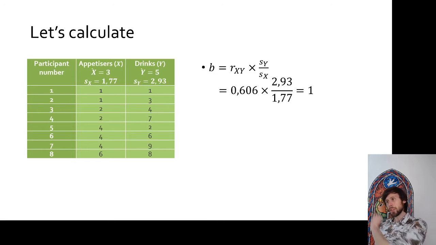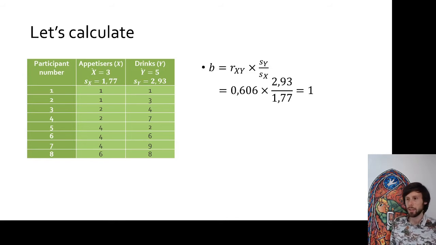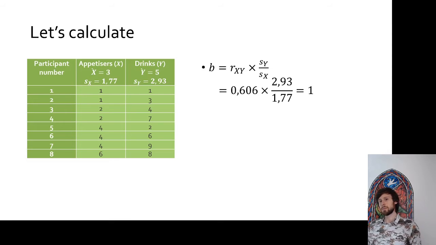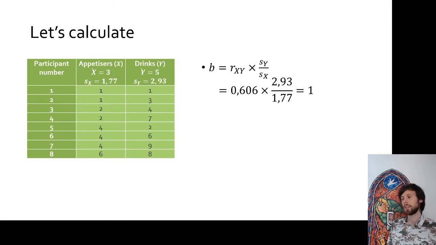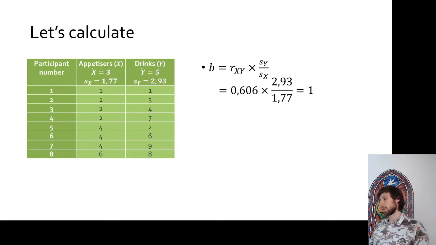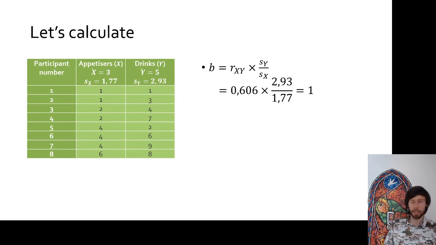So how would you interpret this then? How would you say the 1 means what exactly, in a nice sentence that fits with the example? 1 what exactly? Yeah, for every additional appetizer, there's 1 additional drink ordered. We expect that for every additional appetizer that we serve to a customer, we expect them to order 1 additional drink. So that's actually a very straightforward relationship there.